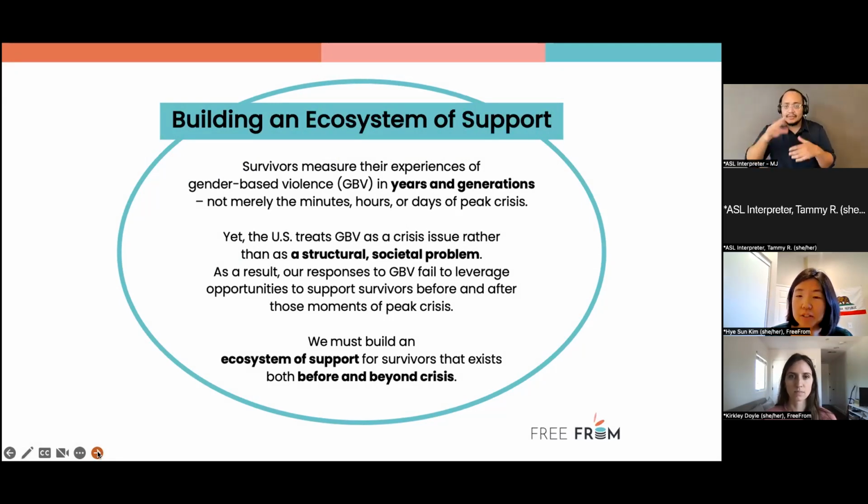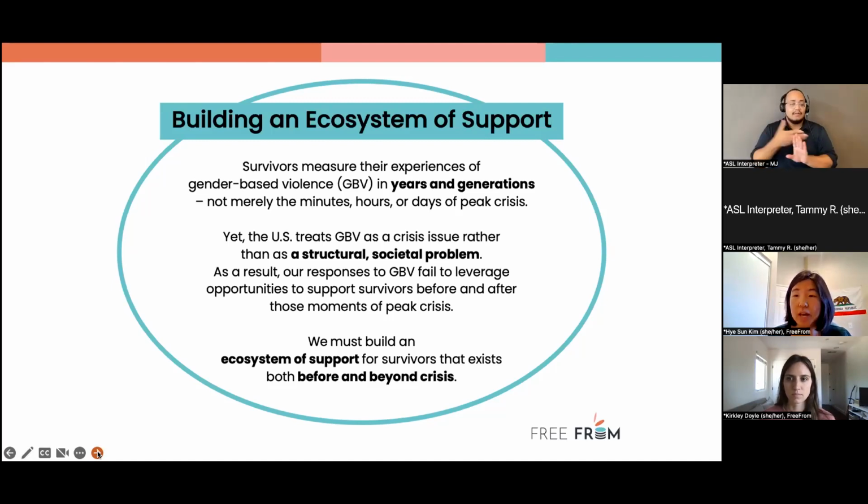Yet the US treats GBV as a crisis issue rather than as a structural societal problem. As a result, our responses to GBV fail to leverage opportunities to support survivors before and after those moments of peak crisis. Therefore, we must build an ecosystem of support for survivors that exists both before and beyond crisis.